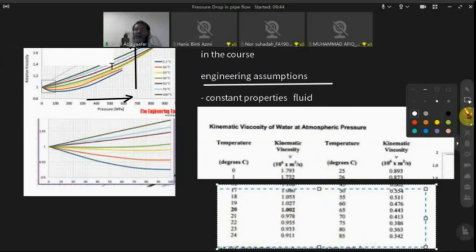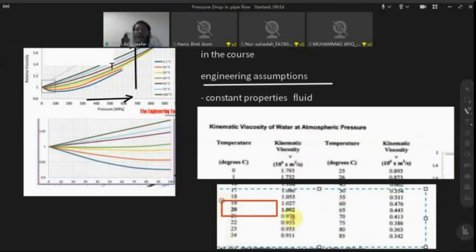Oh, sorry. We have to be very careful when reading this table because the actual value of kinematic viscosity will be 1.002 times 10 to the minus 5. When we look at the heading, it is 10 to the power of 4. So we have to multiply what we have here, 1.002 times 10 to the minus 5 times 10 to 4, that will give us the value of kinematic viscosity.